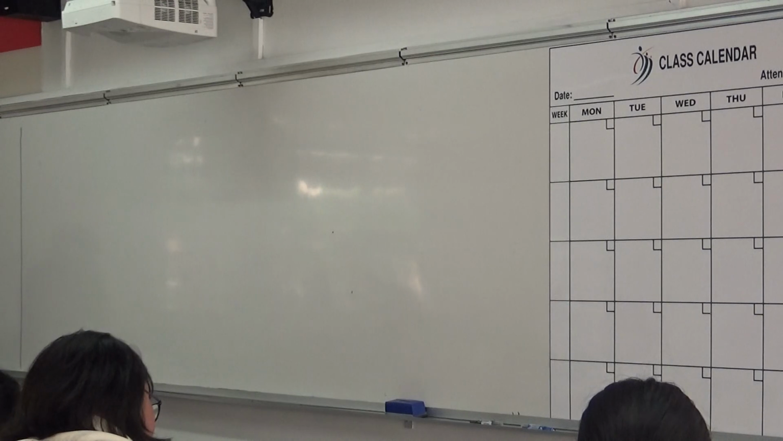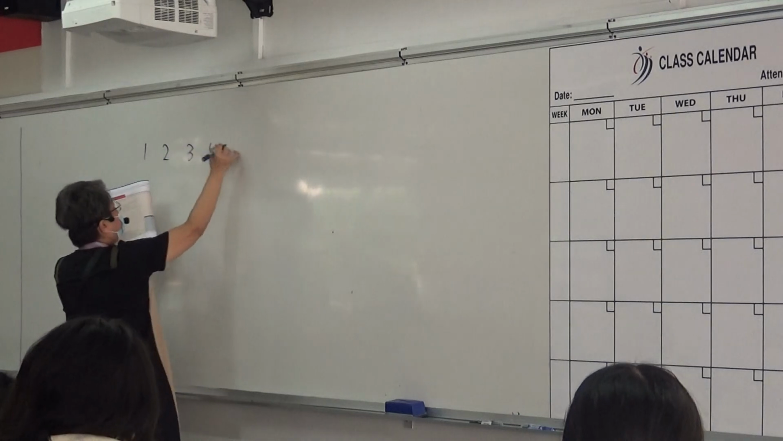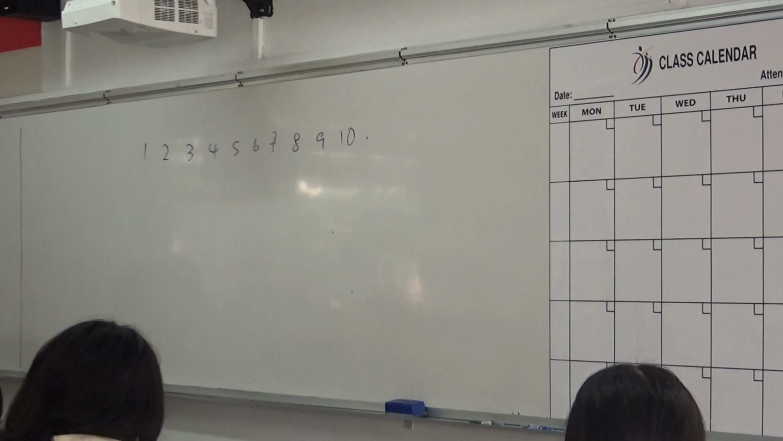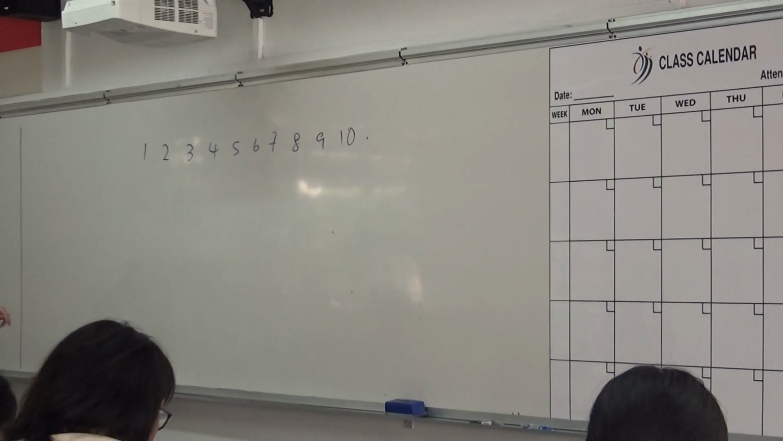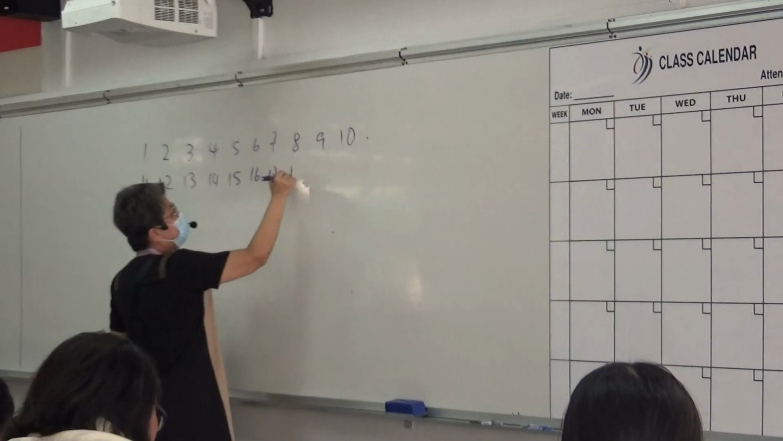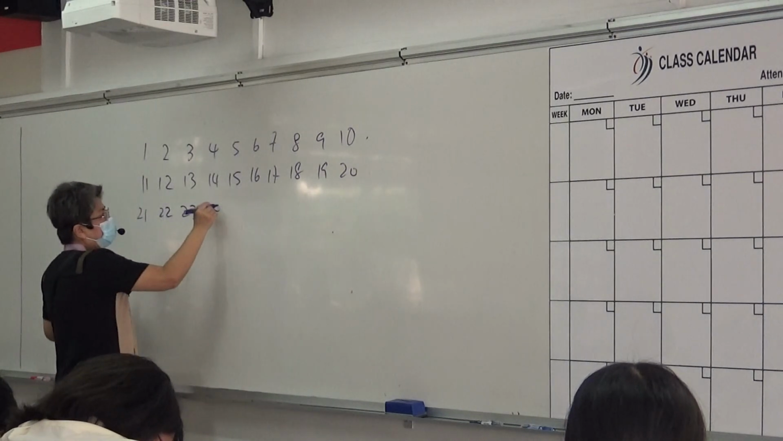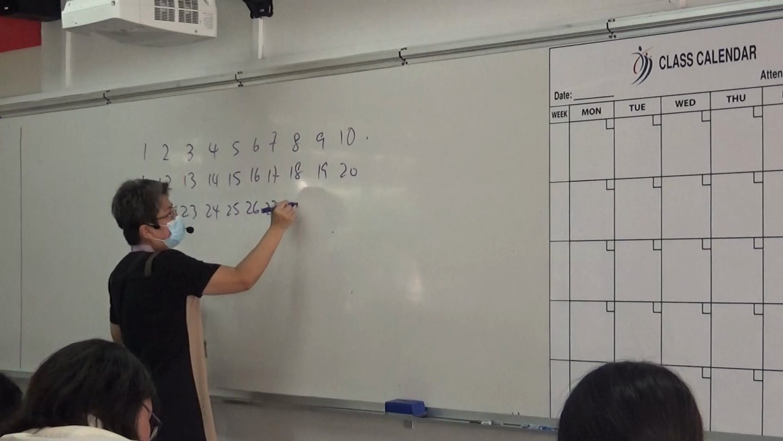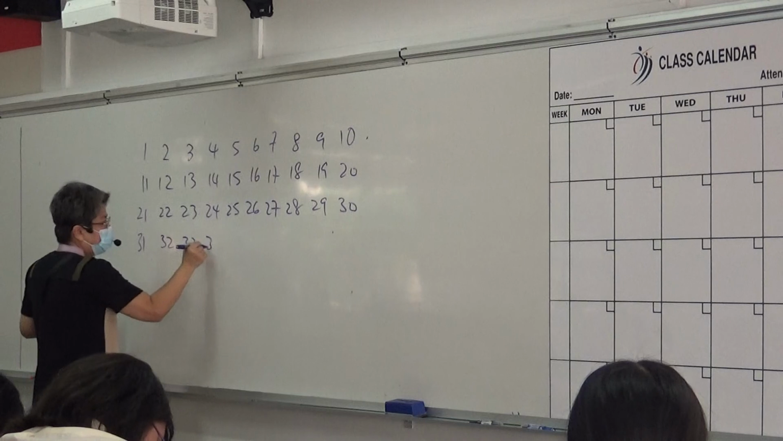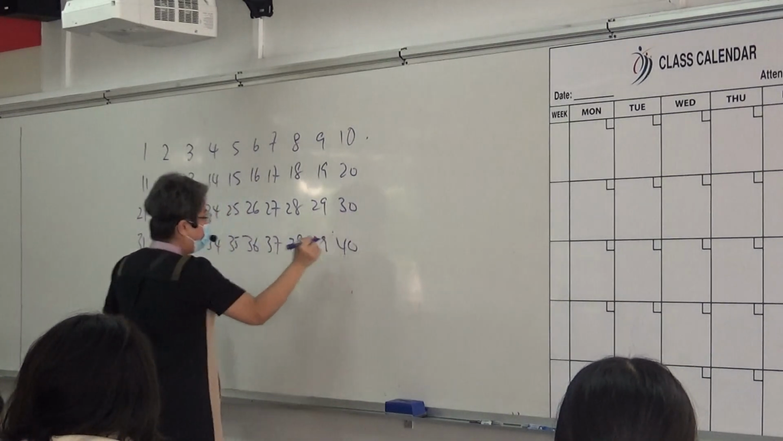Okay? Now, I want to write down on the board, all of you. This is the first set of numbers, right? No need to write now, later I'll give you time to write. 11, 12, 13, 14, 15, 16, 17, 18, 19, and 20. I'll go until 50.